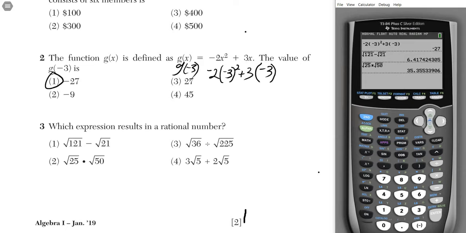Choice 3, I'm pretty sure both of those numbers are rational, so we should get a rational result. Let's just make sure. 36.